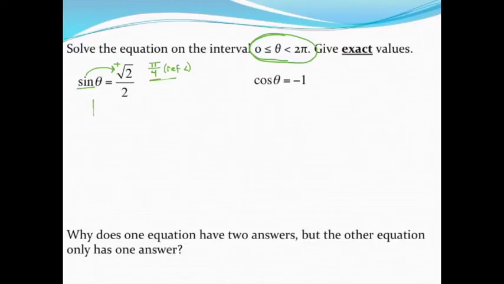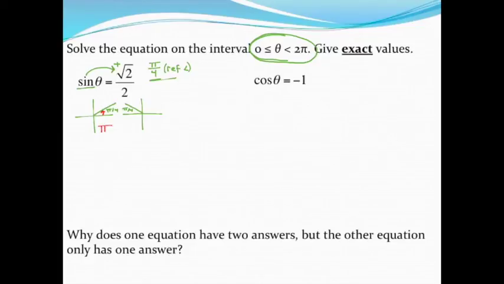So doing that, I'm thinking back to this ASTC thing we've talked about numerous times this semester. The two quadrants where sine is going to be positive is going to be here in quadrant 1, so I'll draw an angle there, and that reference angle is pi over 4. However, sine is also going to be positive in quadrant 2, so I'll draw a reference angle in quadrant 2 of pi over 4. And so now to actually find my answers, I'll have to measure these angles from the positive x-axis counterclockwise. Well, in quadrant 1, that angle is just going to be pi over 4.